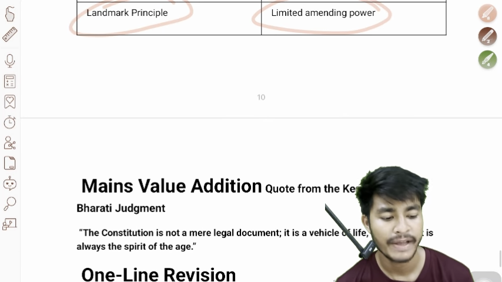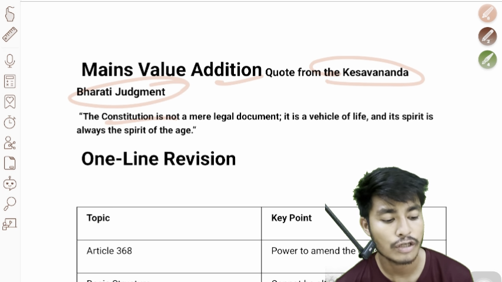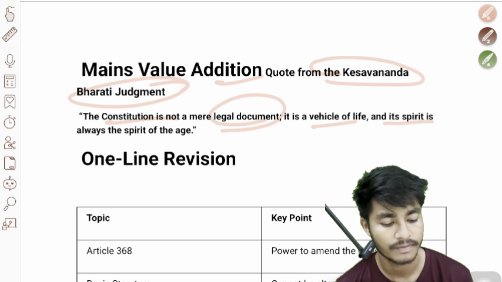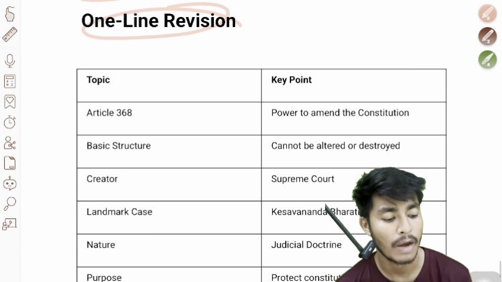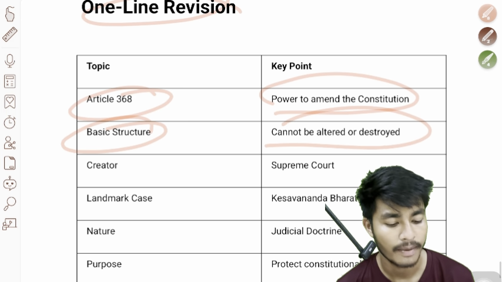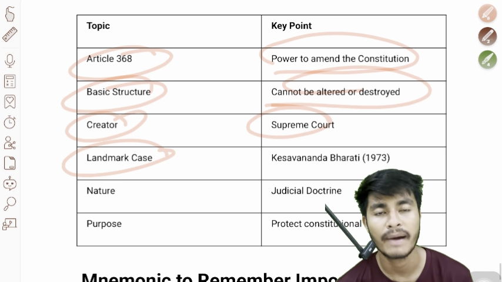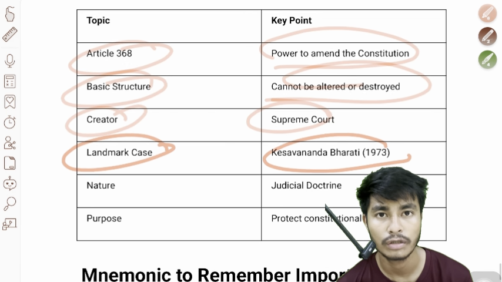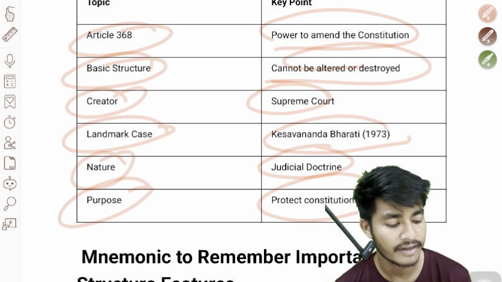So we will move to the mains value addition. Quote from the Kesavananda Bharati judgment: the Constitution is not a mere legal document, it is a vehicle of life, and its spirit is always the spirit of the age. One line revision. Article 368 talks about power to amend the Constitution, and the basic structure cannot be altered or destroyed. Creator, Supreme Court. Landmark case Kesavananda Bharati 1973. Nature, judicial doctrine. Purpose, protects constitutional identity.